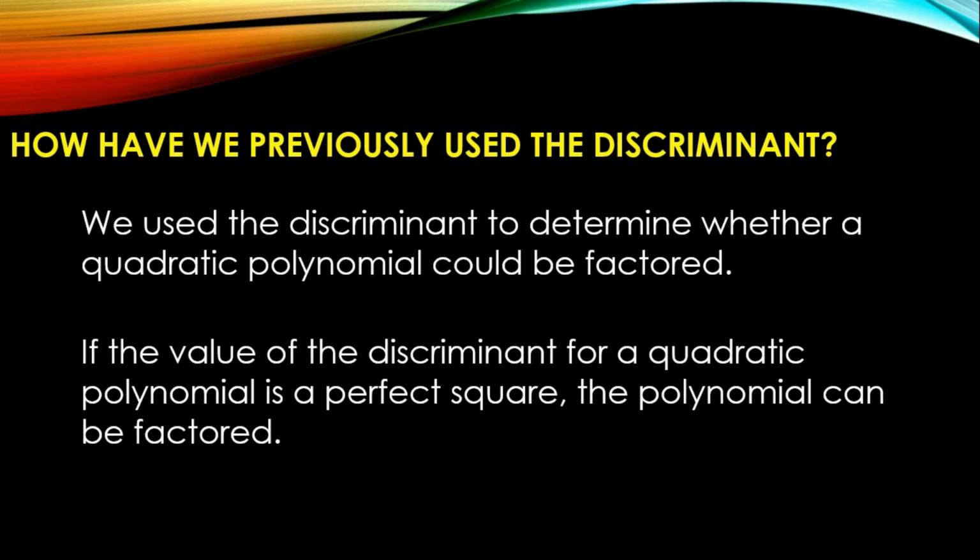If you could still recall our discussion for solving quadratic equations, we have the method of factoring, the method of extracting square roots, completing the square, and the quadratic formula. By the use of the discriminant, b squared minus 4ac, we can now determine exactly whether we have an equation or a quadratic polynomial that can be factored.